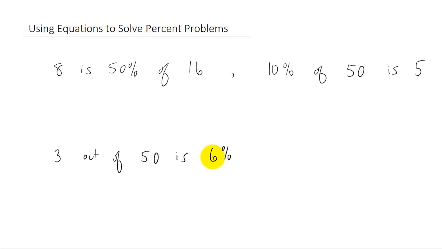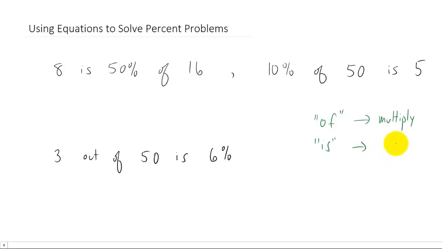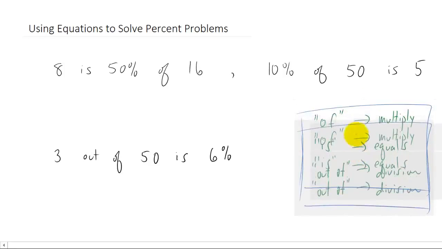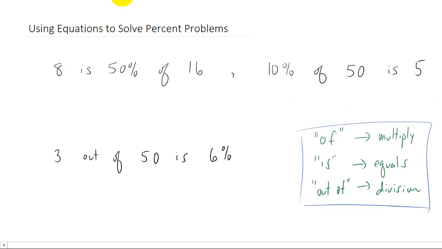statements into equations. When you're doing this, there are a couple of main words to look out for. The word "of" is typically going to translate into multiplication. The word "is" is going to translate into an equal sign. And the phrase "out of" is going to refer to division. So let's go through using these three main guidelines, and let's write each one of these three statements as a mathematical equation. Let's start with this.